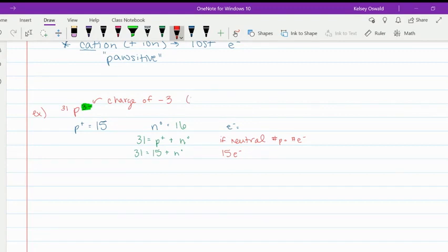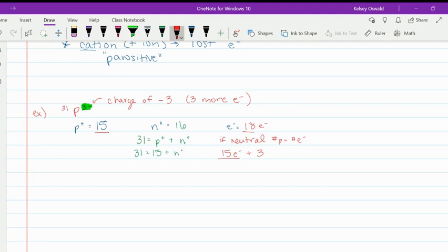Our charge is -3. This tells us that we have 3 more electrons than protons, or 3 more electrons than we would have if we were neutral. So if we were neutral, we said that we would have 15 electrons. However, if we have a charge of -3, that means that we have 3 more. So that means in this ion, we have a total of 18 electrons. And then we can see that we have 3 more negative charges than our positive charges, giving us that overall charge of -3.